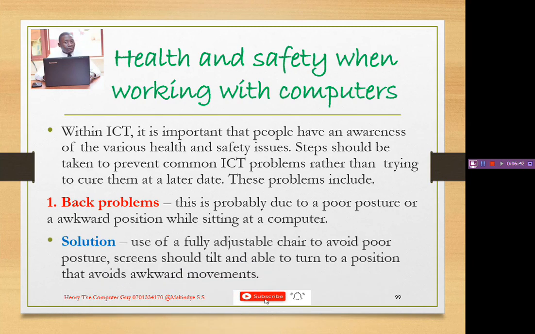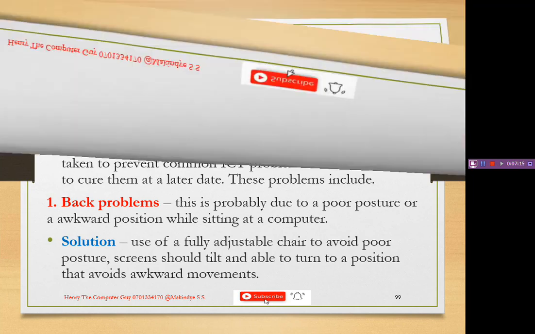So the solution to this: use a fully adjustable chair to avoid poor sitting posture. And the screens should be able to be tilted to a position that avoids awkward movements. So your chair has to be adjustable, and even the screens must be able to be tilted such that you can put them at a level where you feel comfortable. That is one problem. We come to another one.